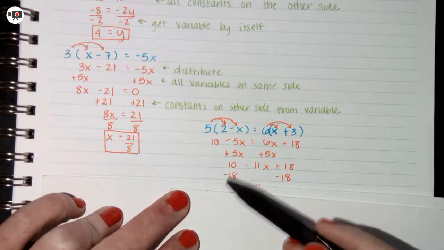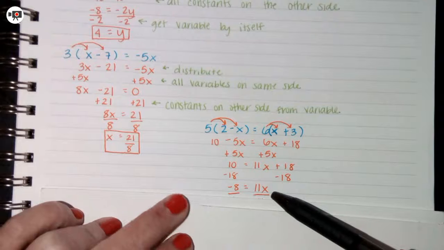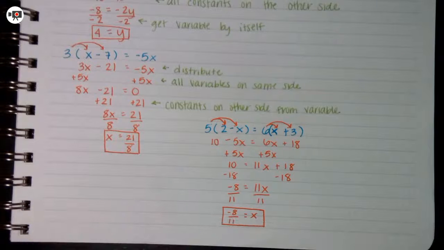Subtract 18 on each side to put all constants together. And negative 8 equals 11x. Divide each side by 11, and we get negative 8 over 11.